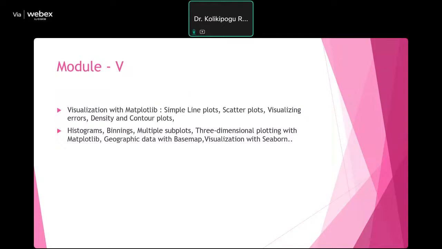At last, in module 5, we will be talking about visualization of the insights using Matplotlib, Seaborn, and Plotly libraries. Visualization with Matplotlib covers simple line plots, scatter plots, visualizing errors, density and contour plots, histograms, binning, multiple subplots, three-dimensional plotting with Matplotlib, geographic data with the basemap, which is very important for the applications where you wanted to insert the maps, and visualization with Seaborn.